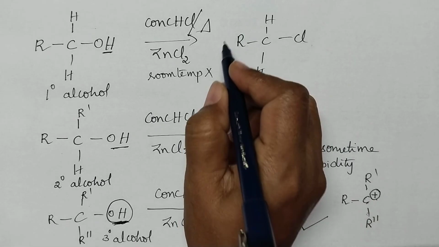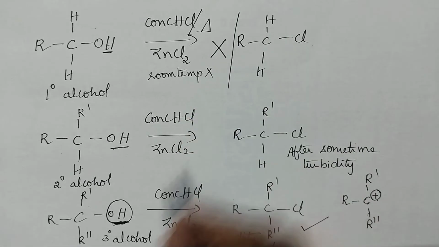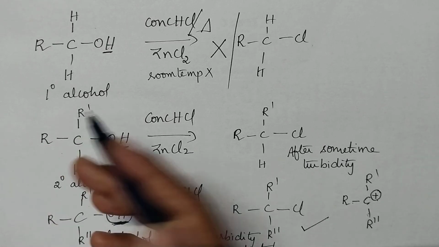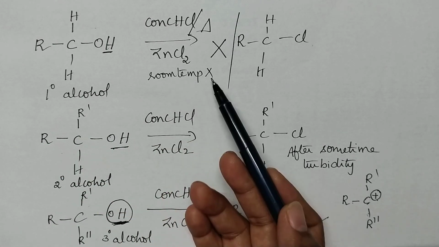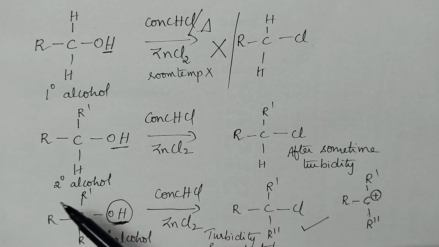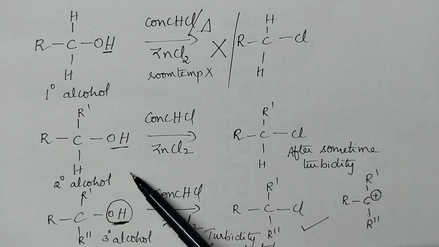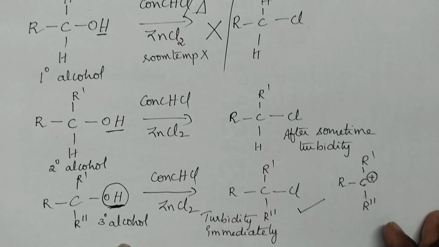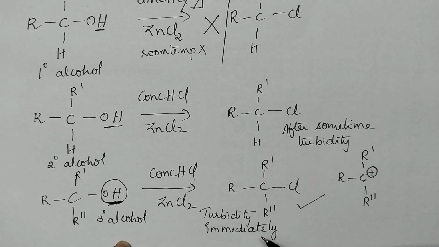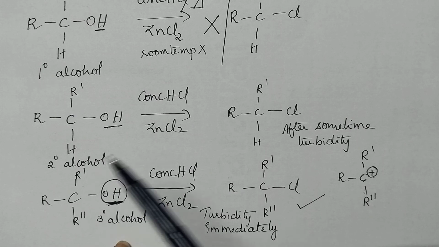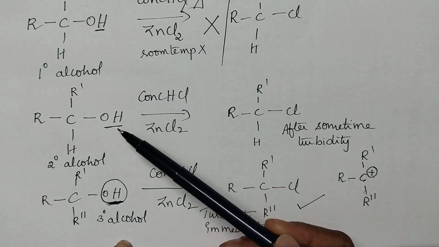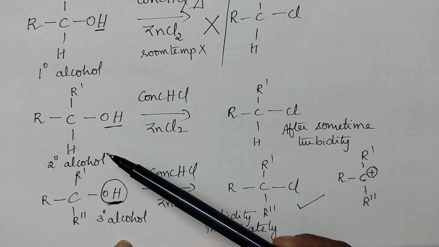Is it clear, students? At room temperature, there will be no reaction. So, primary alcohols show no reaction at room temperature with Lucas reagent, whereas secondary alcohol results in the formation of turbidity after some time, and coming to the tertiary alcohols, they form turbidity immediately. So by this reaction, it is possible to differentiate primary, secondary and tertiary alcohols.